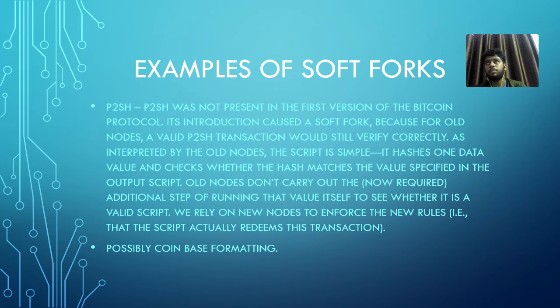Let us see another possible thing that can be done using soft forks: coinbase formatting. We know that the coinbase is not being constrained. That is, any miner can give their own coinbase in different formats. What if we restrict the format of coinbase? Still, the old nodes that aren't updated would also be accepted, and a few blocks would be validated by the old as well as the new nodes. So that is another possible update that can be done considering the soft fork.